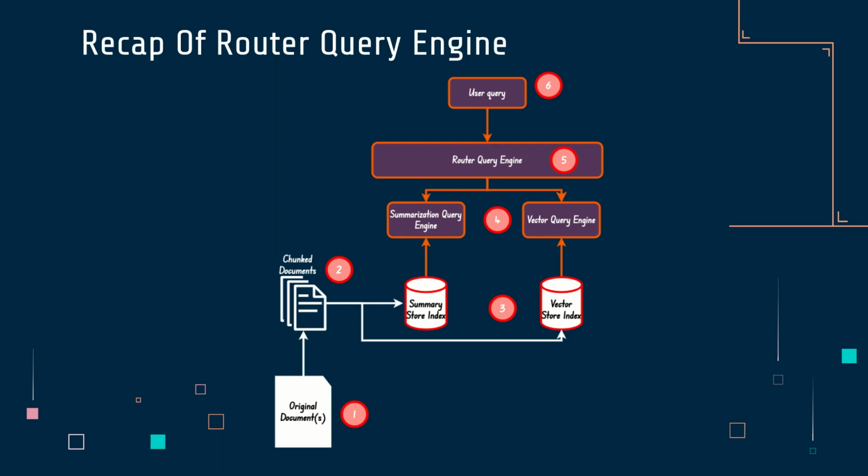Basically, we discussed how a router query engine works. We have a document. We break the document down into smaller pieces called chunks, or nodes in Llama-Index, and then create the vector store index and the summary store index, and then we use those to create query engines. These query engines are then used by the router query engine to select which of the tools to use in order to answer the question. So you can think of the query engines as basically tools, right? Because it's an agentic RAG system.